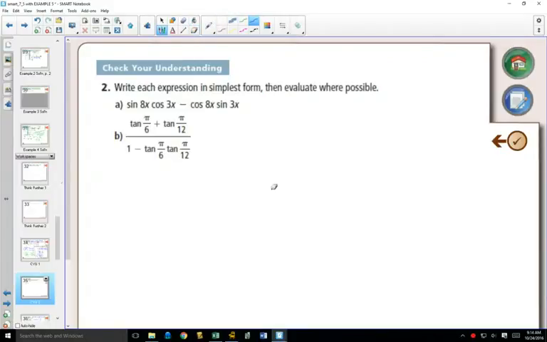So the question says, write each one as simply as possible, and then evaluate if that's even possible. So the first one in part A, again, this is where we have things mostly memorized. We have sine something, cos something, minus cos something, sine something. So as far as what angles are the same, I have a 3x and a 3x. I have an 8x and an 8x. So on my formula sheet, I might be looking for these as alphas and these as betas.